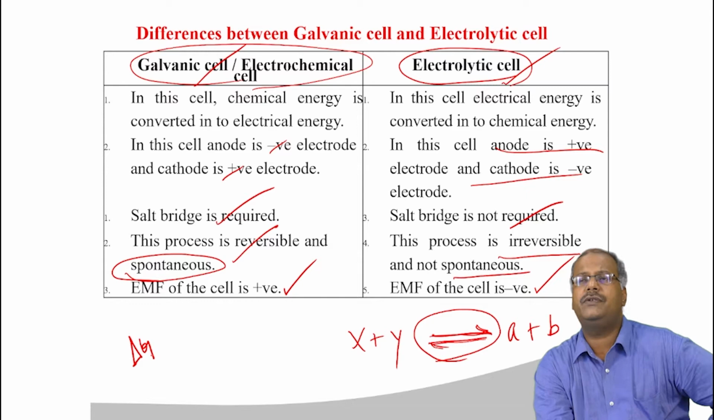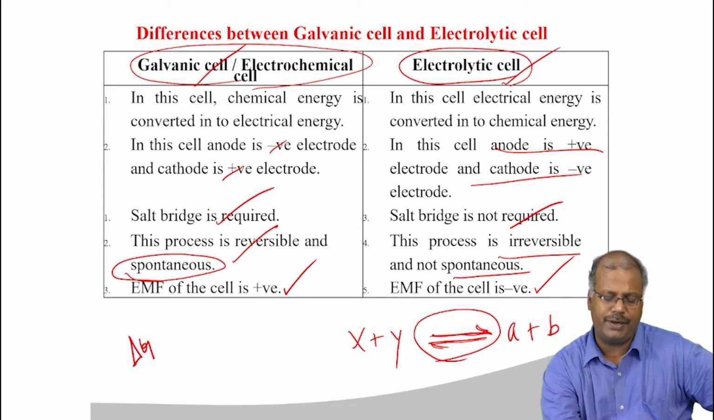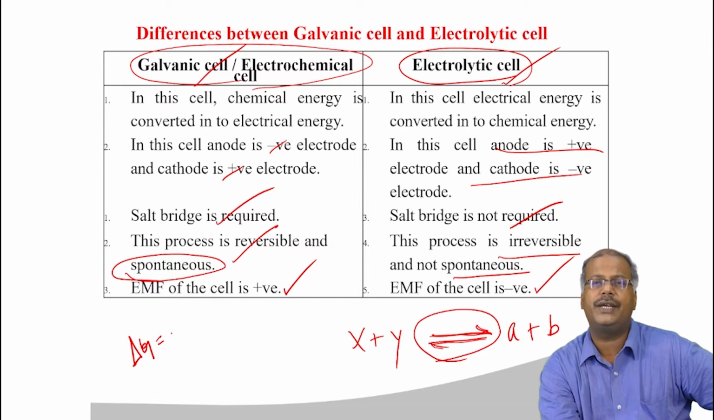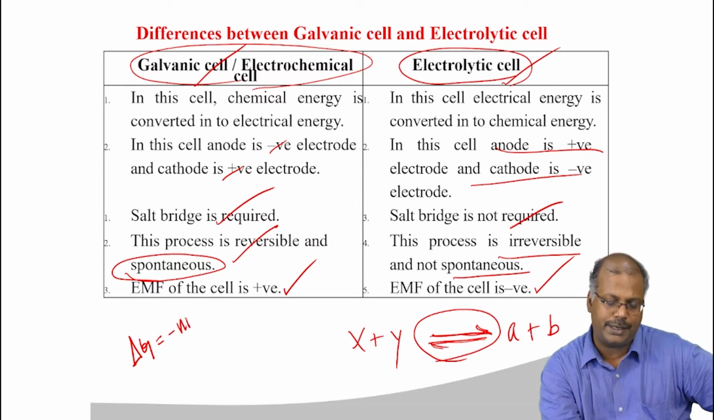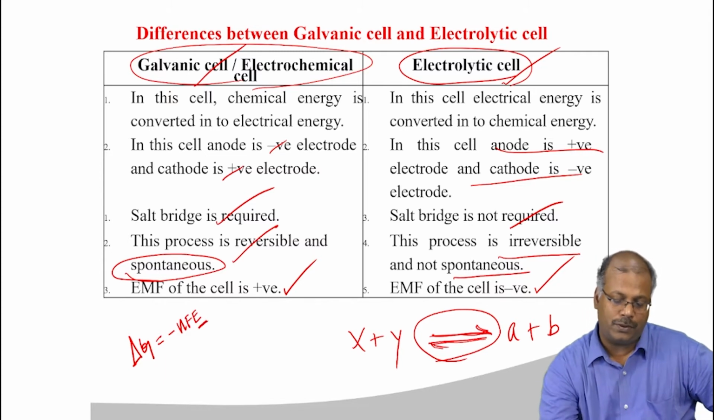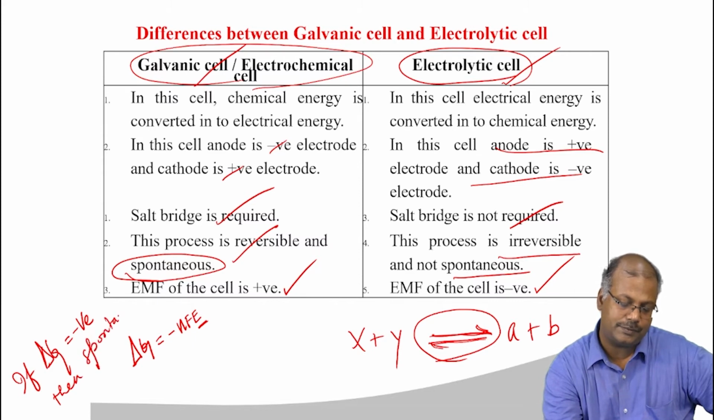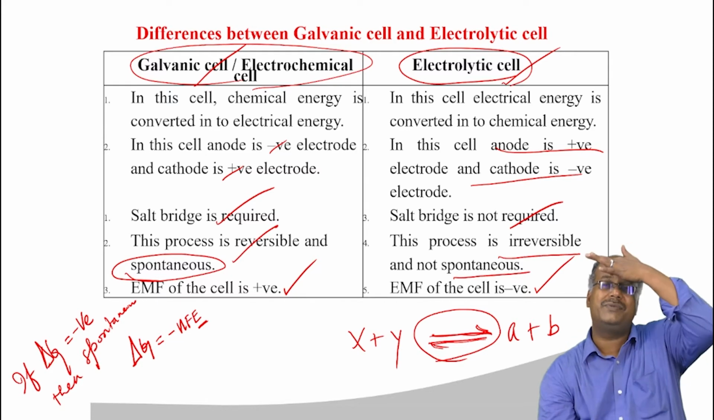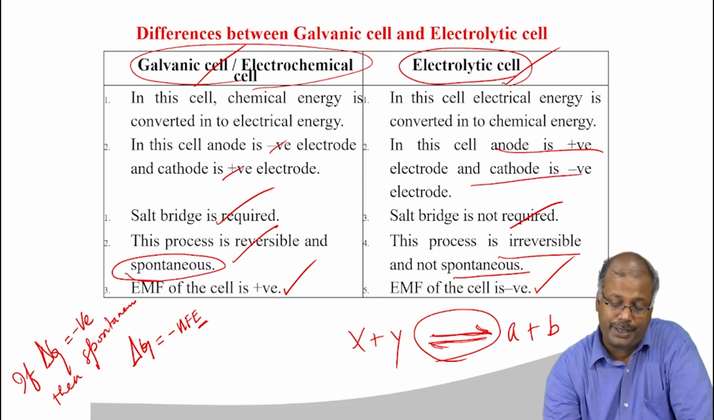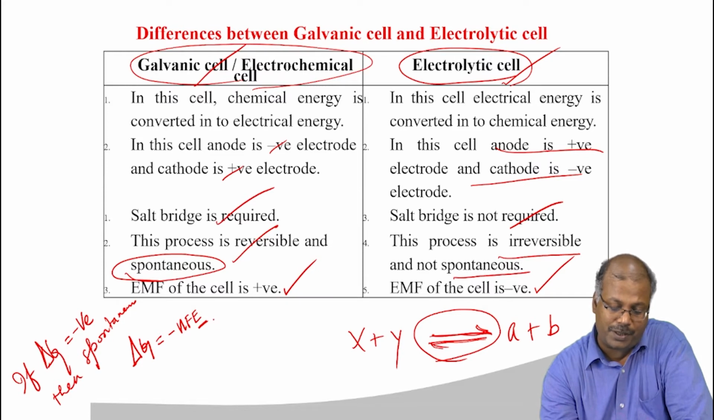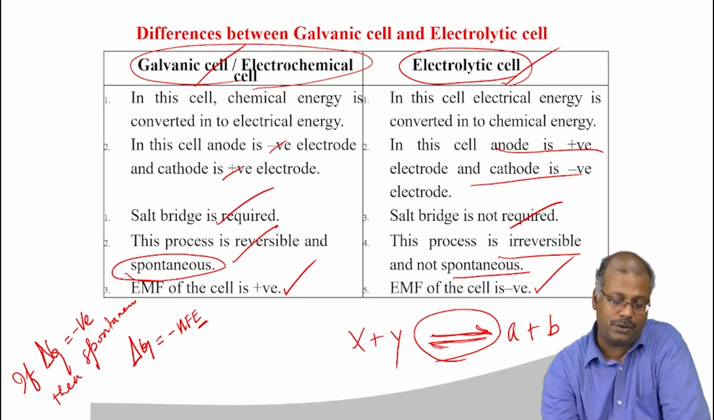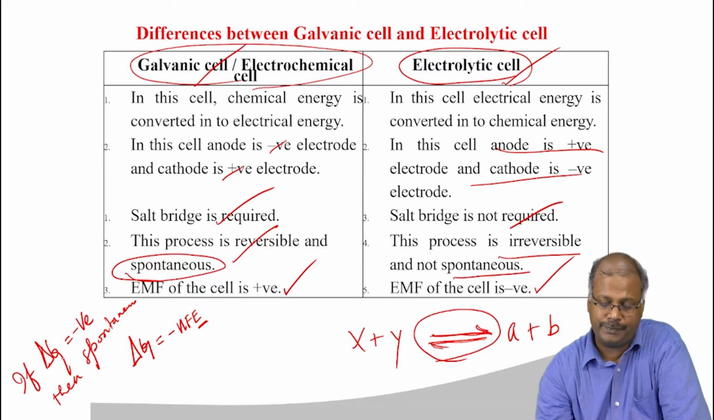The condition for a reaction to be spontaneous is given by the change in free energy of the reaction. Delta G is equal to minus nFE. E, you know, is the EMF. So if delta G is negative, then the reaction is spontaneous, or you can say feasible, that is, possible that the reaction will occur. So if the EMF of the cell is positive, then delta G is negative, so it becomes spontaneous.